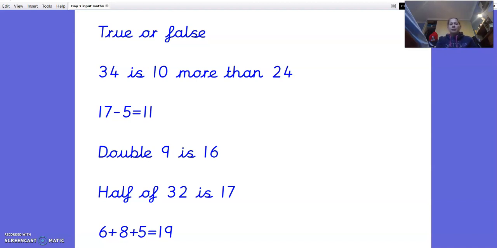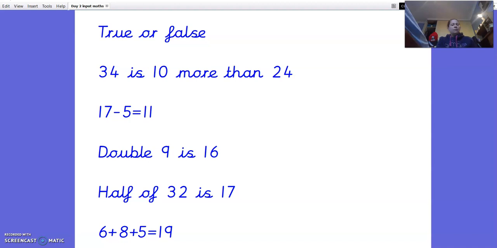We're going to start today with some true or false questions. So I'm going to read these questions out, then you can pause the video and have a go at working them out. So 34 is 10 more than 24. 17 take away 5 equals 11. Double 9 is 16. Half of 32 is 17. And 6 plus 8 plus 5 equals 19. Pause the video and have a go at working out whether these are true or false.